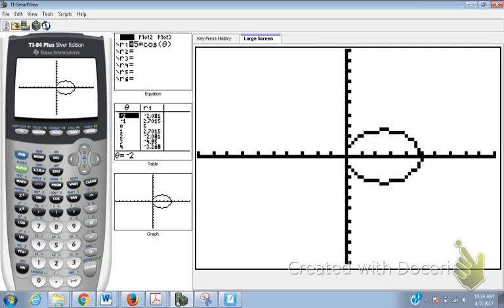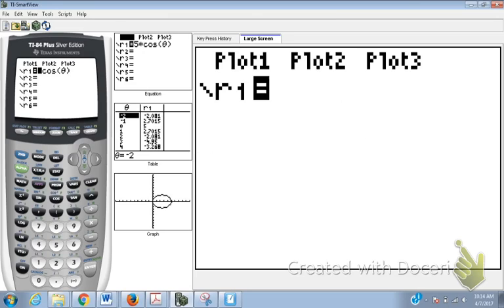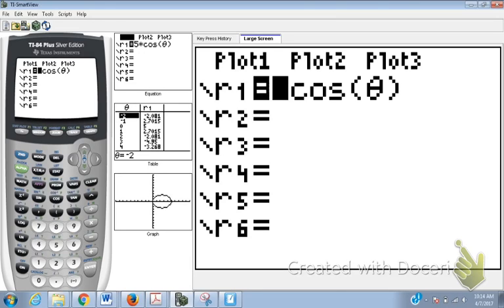Okay, let's graph a little more complicated problem. We're going to do that example that's on the back side, on page 343. We're plugging it into our calculator. So we're going to type in 3 sine of 2 theta, and then we're going to hit graph.